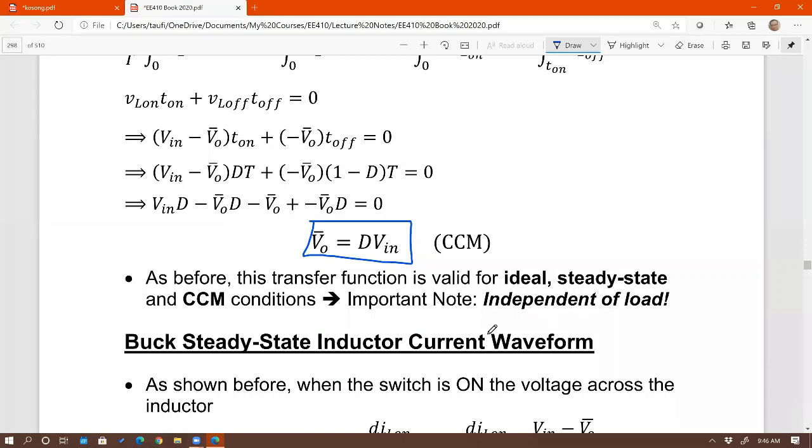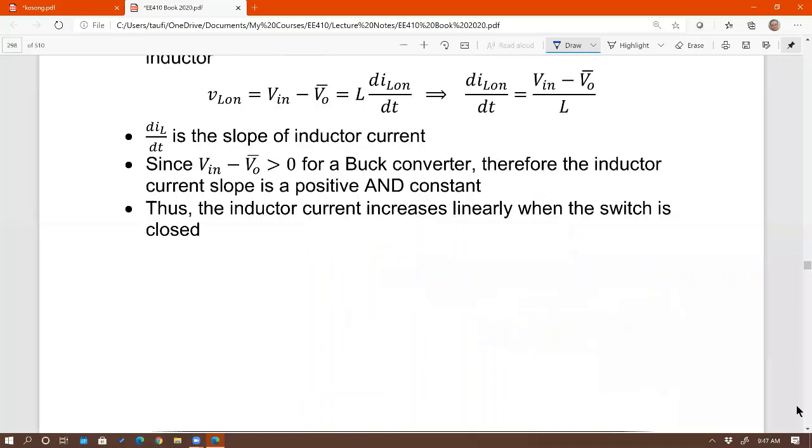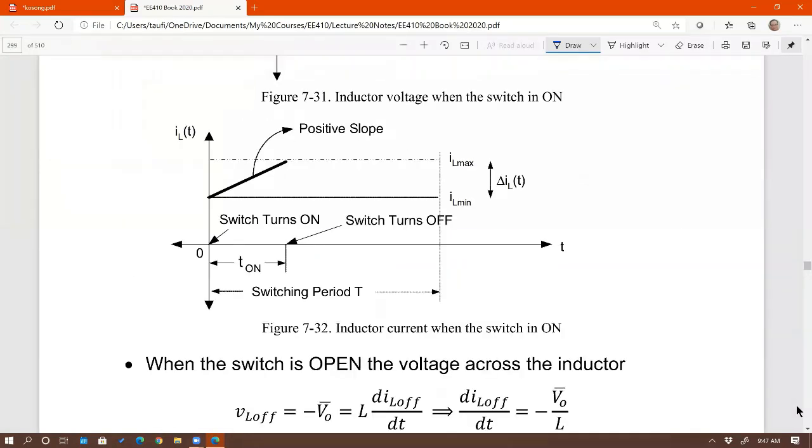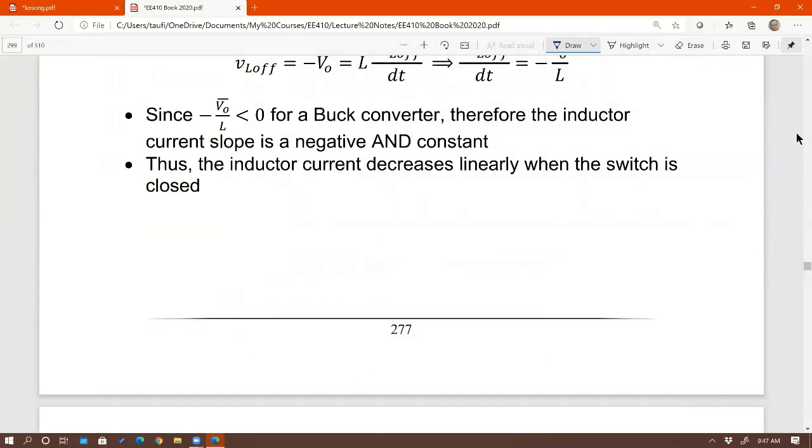One very important property of this, I mentioned last time and will mention again here: this transfer function does not have I out in the equation, which is great news. There's no I out, so that means V out is not dependent on load current, only on the duty cycle and input voltage. That's great news, because we have a power converter which carries lots of big currents.